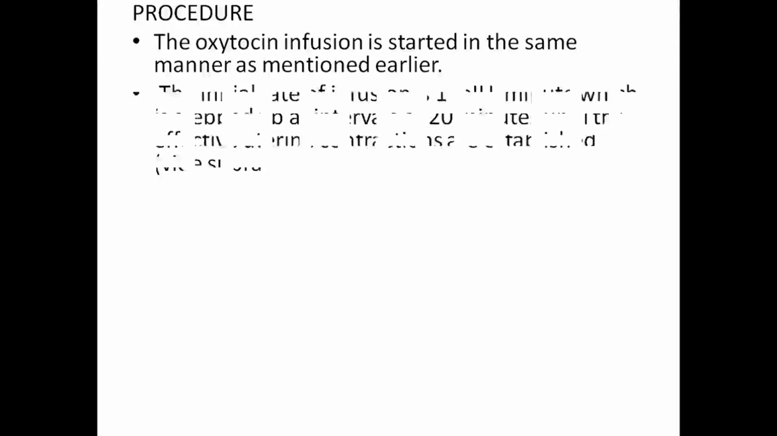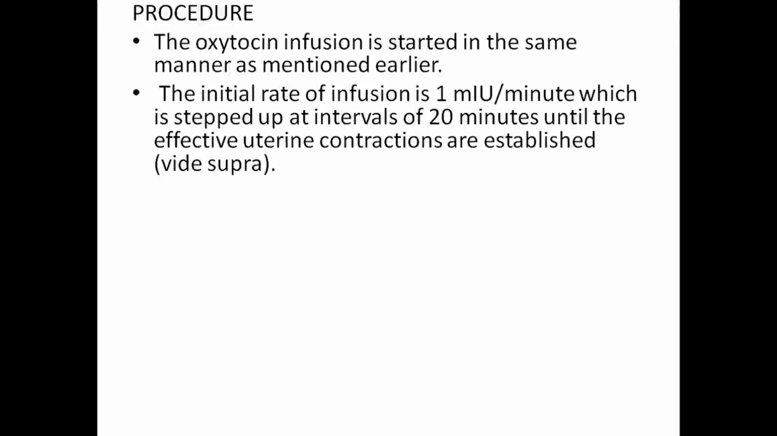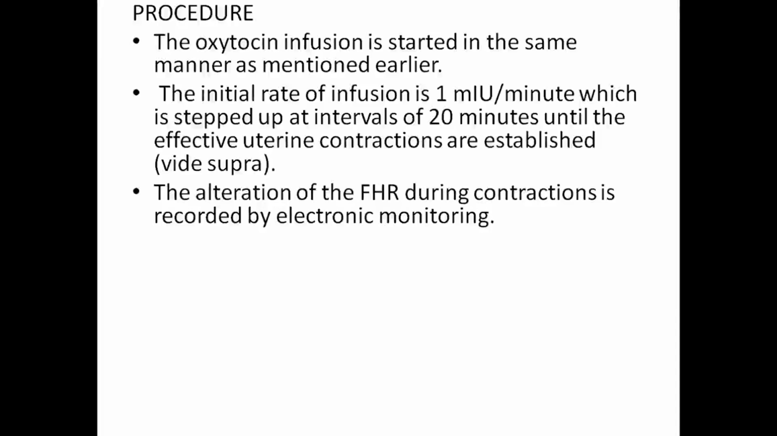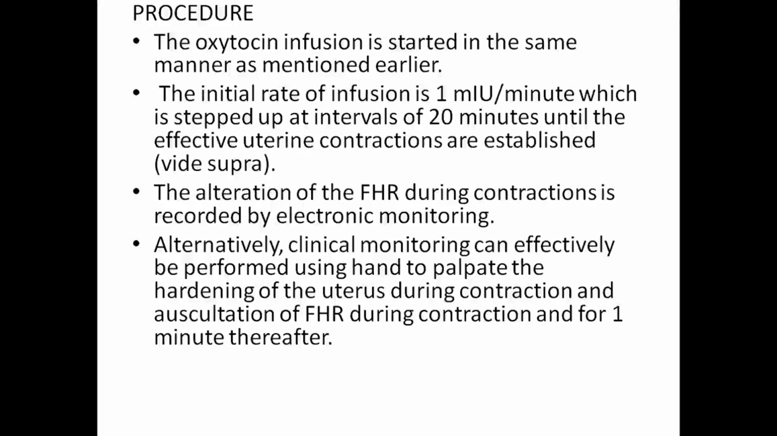Procedure. The oxytocin infusion is started in the same manner as mentioned earlier. The initial rate of 1 milliunit per minute is stepped up at intervals of 20 minutes until effective uterine contractions are established, and any alteration in the FHR during contraction is recorded by electronic fetal monitoring. Alternatively, clinical monitoring can be performed using the hand to palpate hardening of the uterus during the contraction and auscultation of FHR during contraction and for 1 minute thereafter.